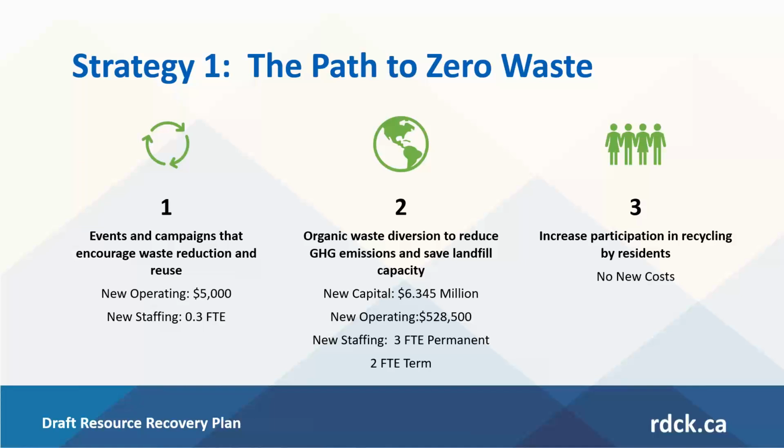The first action is events and campaigns that encourage waste reduction and reuse. The first two R's. There will be $5,000 of new operating associated with these actions and new staffing of 0.3 FTE. The second set of actions relates to organic waste diversion to reduce greenhouse gas emissions and save landfill capacity. There's new capital there to build the two new composting facilities of $6.3 million and new operating to run those facilities of $528,500 per year with 3 new permanent full-time employees and 2 term employees. The third set of actions is to increase participation in recycling by residents with no new costs.